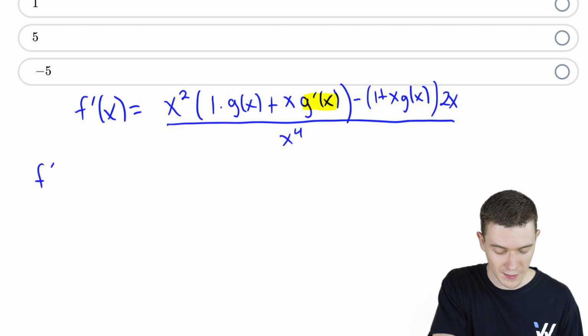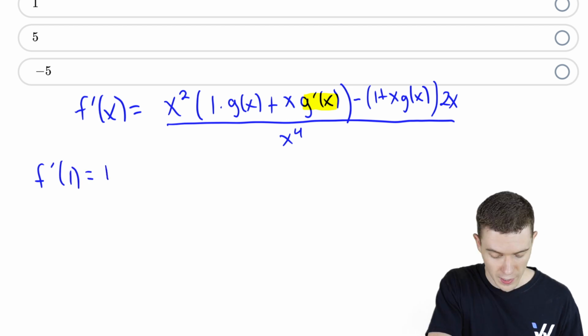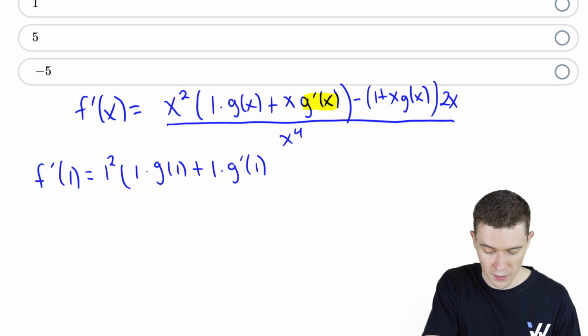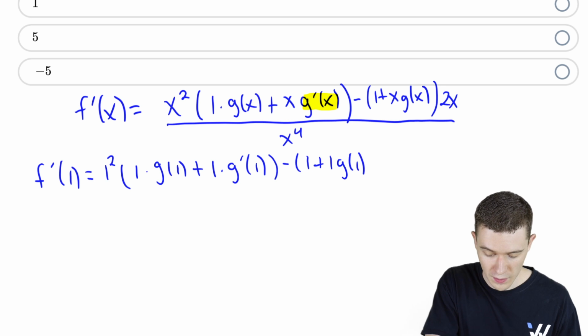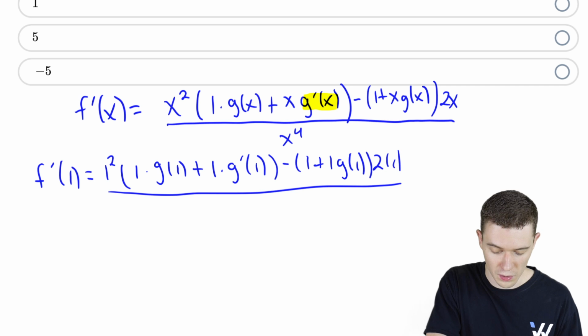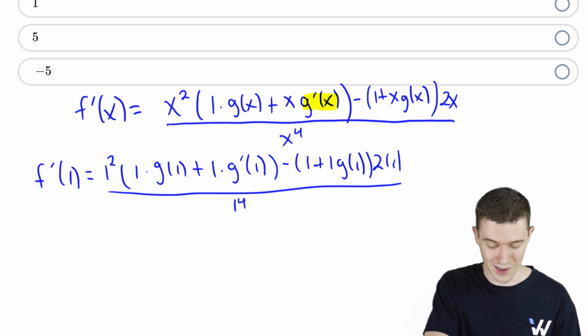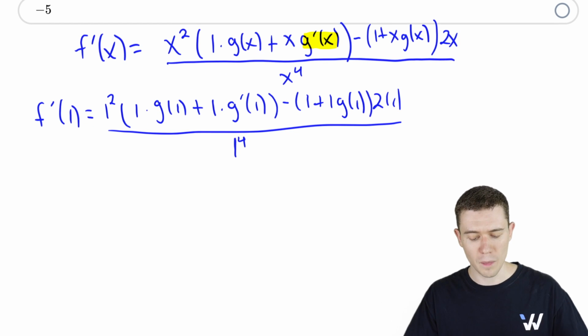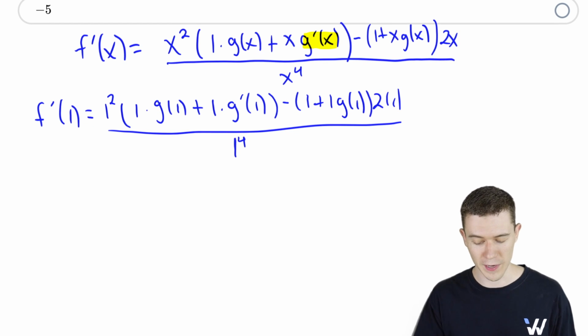So on the left-hand side, we have f prime of 1. We would have 1 squared, 1 times g of 1 plus 1 times g prime of 1, minus 1 plus 1 g of 1 times 2 times 1, all over 1 to the 4th. A lot of 1's going on here. So I think we can clean a lot of this up. Anywhere I see 1 to a power or multiplied by 1, I won't bother writing that.